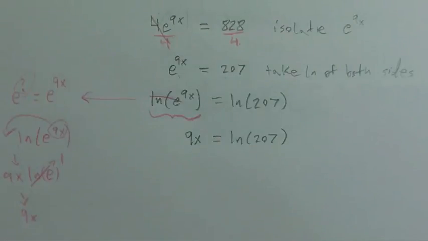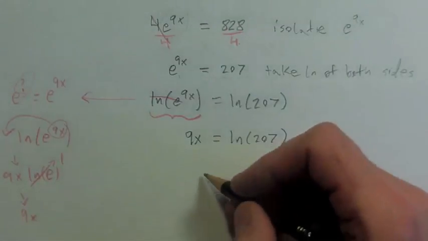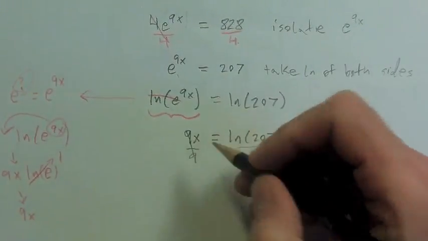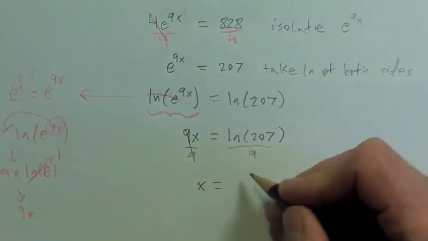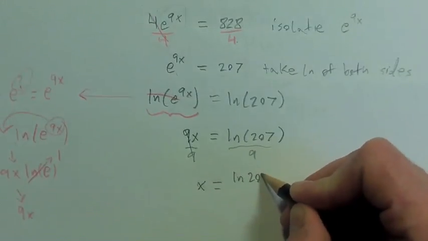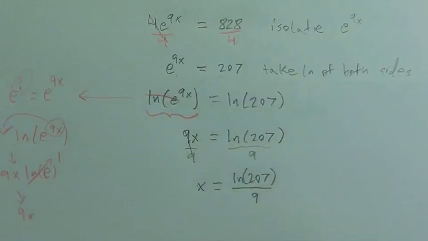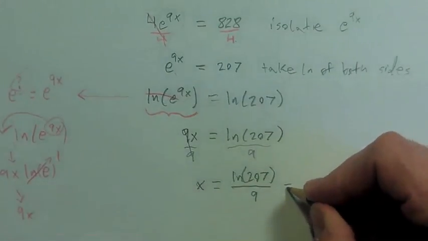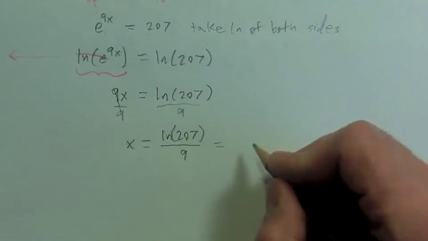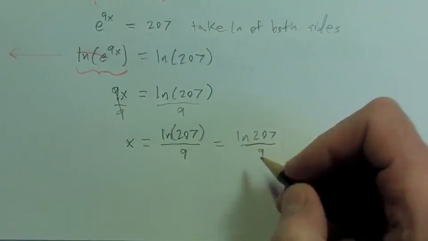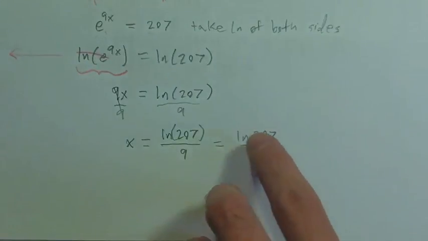To solve for x there at the end, we're just going to divide by 9. So divide both sides by 9. The 9's cancel, and so I get x is equal to the natural log of 207 all over 9. I like to keep my parentheses there, but you'll see a lot of times the book and MyLabsPlus and all that, they'll actually just say ln 207 over 9. Okay, and that would be my solution set.